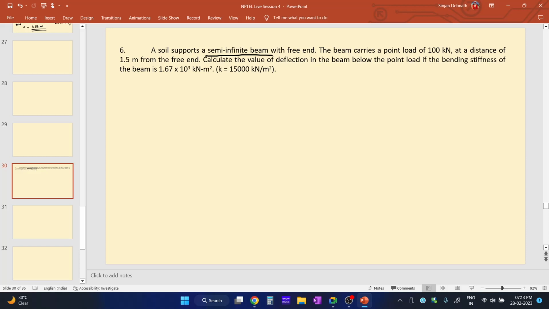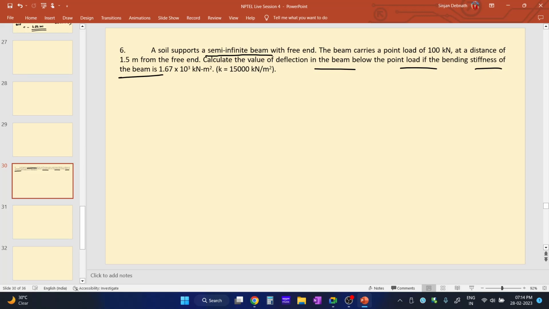So this one is a semi-infinite beam with a free end, so we know the fixity of one end. That end is free, and the other tends towards infinity. As soil supports the semi-infinite beam with free end, the beam carries a point load of 100 kilonewton at a distance of 1.5 meter from the free end. Calculate the value of deflection in the beam below the point load if the bending stiffness of the beam is 1.67 into 10 to the power 3.